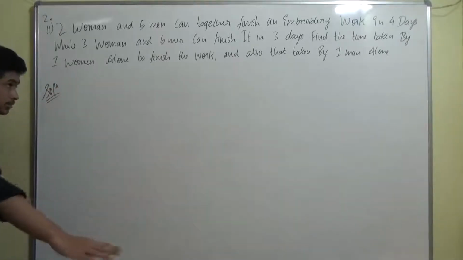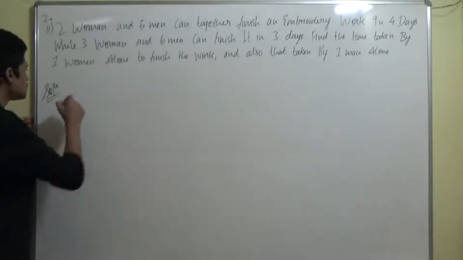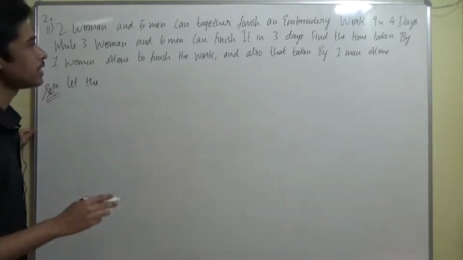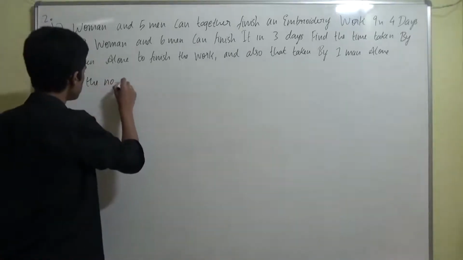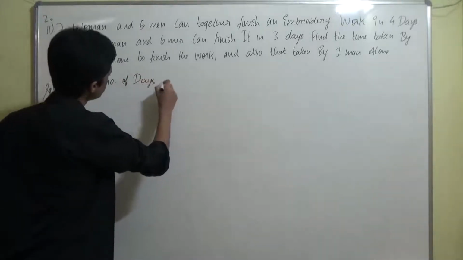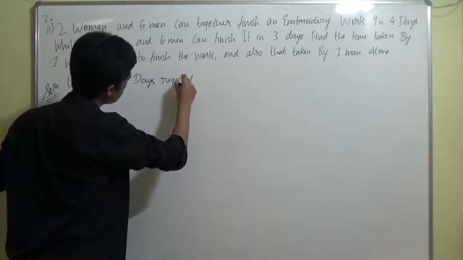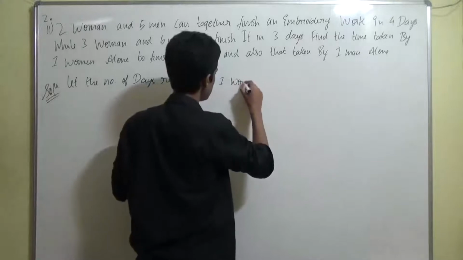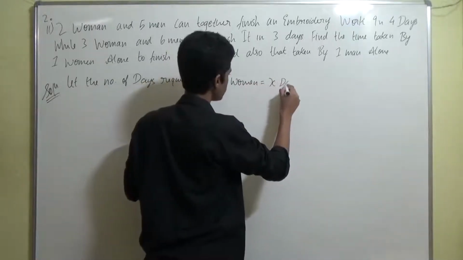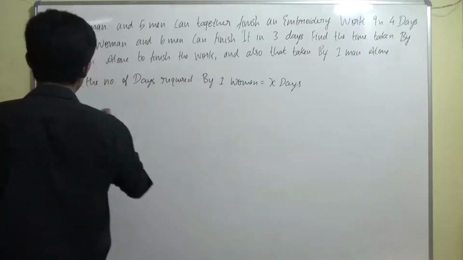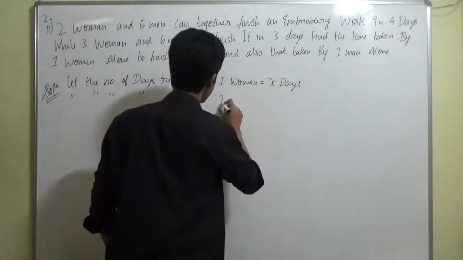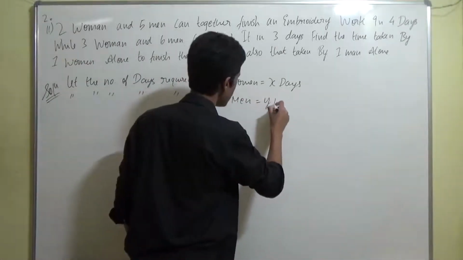The thing is, the first step is the assumption step. So what we have to find, that will be our assumption, right? So that's how we have been doing usually. So let the number of days required by 1 woman be equal to x days, and then let the number of days required by 1 man be equal to y days.